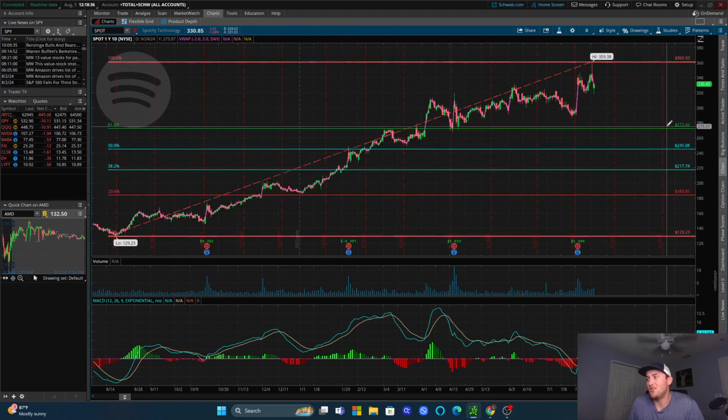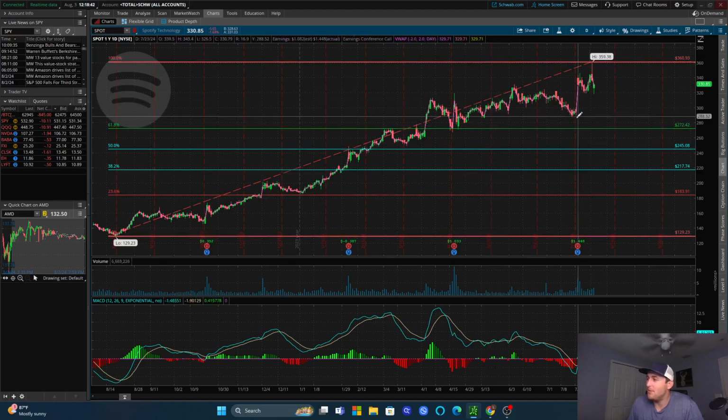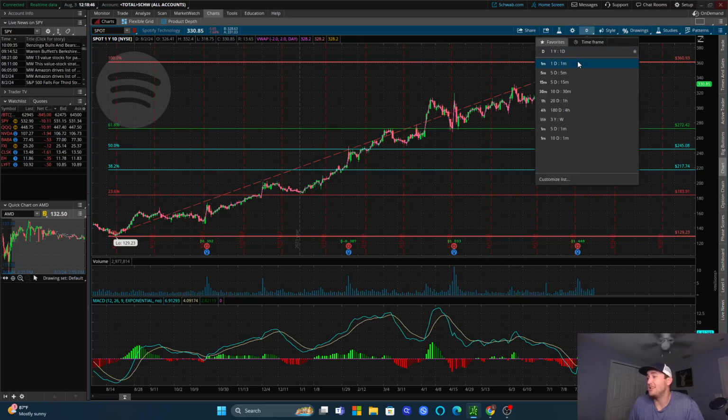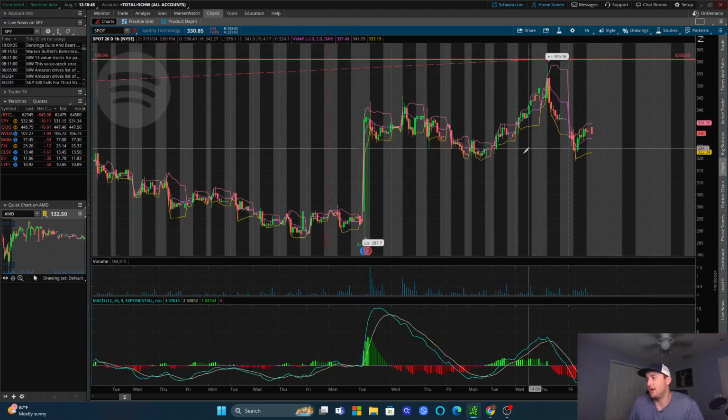So 272 is going to be a great buy opportunity for Spot if it sells off to the 280. If it doesn't, well, we might have to just wait for an opportunity in the future. But we can still utilize this as a day trader, right? Let's go to the 20-day 1 hour.